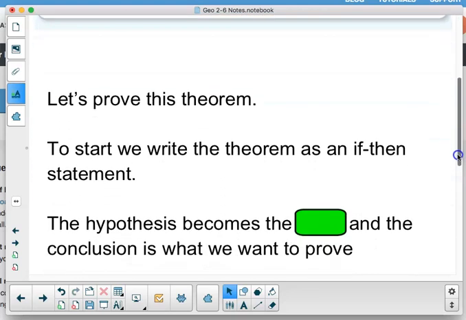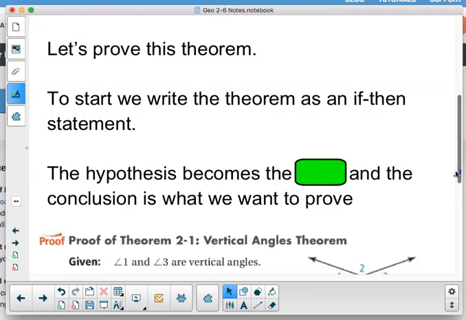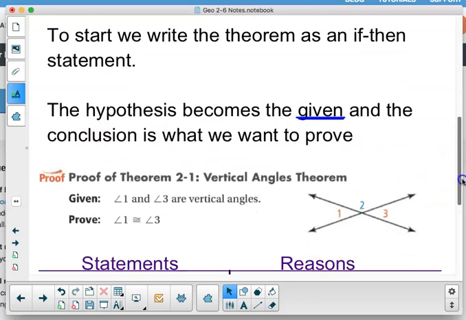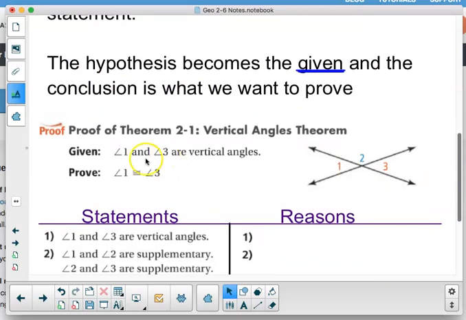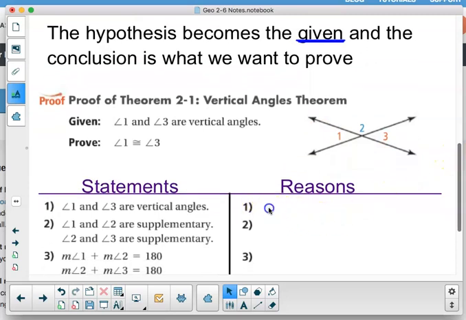Let's prove this theorem. To start, we write the theorem as an if-then statement. The hypothesis becomes the given, and the conclusion is what we want to prove. So, in our proof of theorem 2.1, the vertical angles theorem, angle 1 and 3 are vertical angles. We know that, and that is our given statement, because that's what we've been provided and what we start with. We are asked to prove that 1 and 3 are congruent.